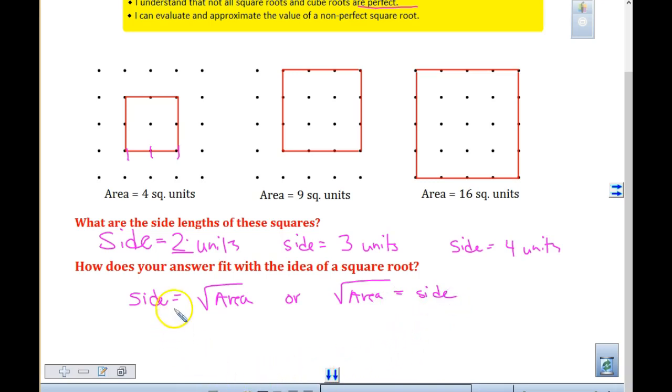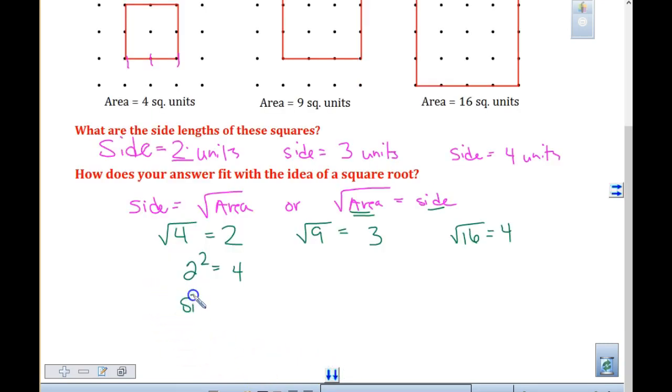So when we look at our picture, we started with the square root of 4 equal 2. Area, square root of area equals the side. We got the square root of 9 equals 3. I'm going to ask you that on a quiz, right? What's that square root? We had the square root of 16 equals 4. Now we also could have said that if we take the side, 2 squared, it equals 4, which was our area. So if we take the side and square it, it's always equal to the area.